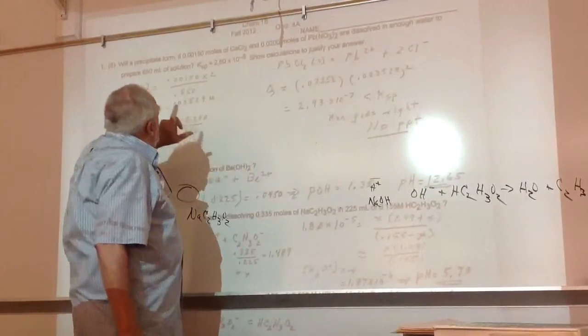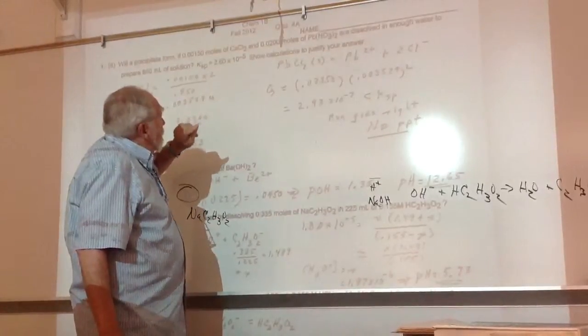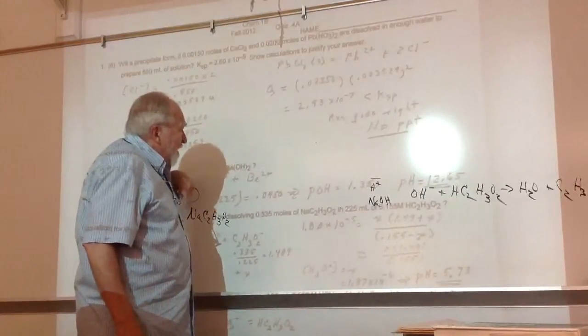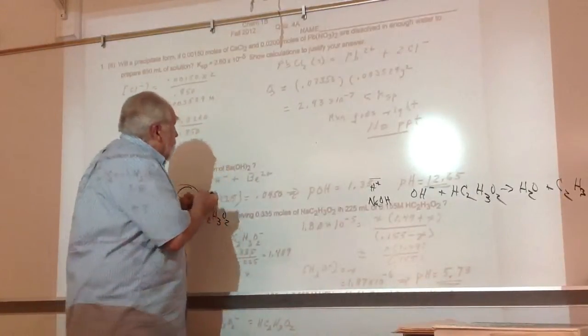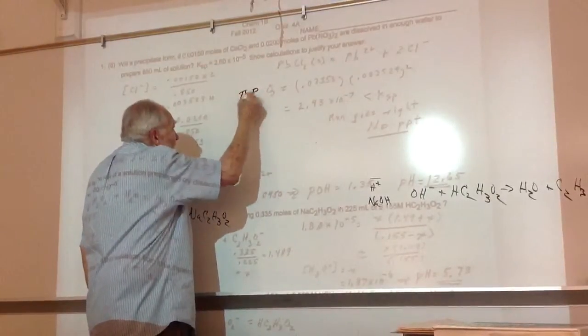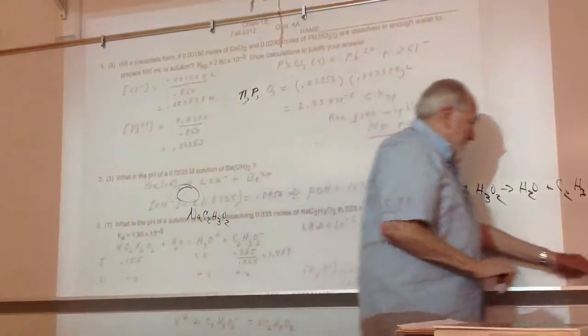Now the next question basically says, will a precipitate form? And there you want to calculate Q. I said maybe we should have really called it what? Capital P, because there's no quotient, or I use pi. But nobody uses that, and I just said that to be funny or whatever.